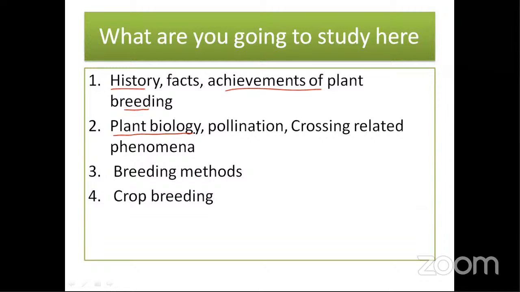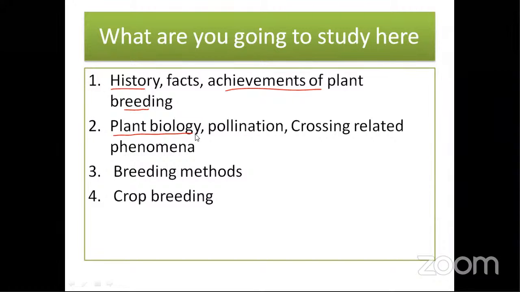It has the capability to transmit the genetic material to the next generation, right? So plant biology is very, very important. For all the plants, we'll be studying the flower type, how the flower morphology is, where the anther is, where the stigma is, what biology is associated with it, and how the pollination mechanism is happening, whether it is by wind or insect pollinated, or whatever aspects.